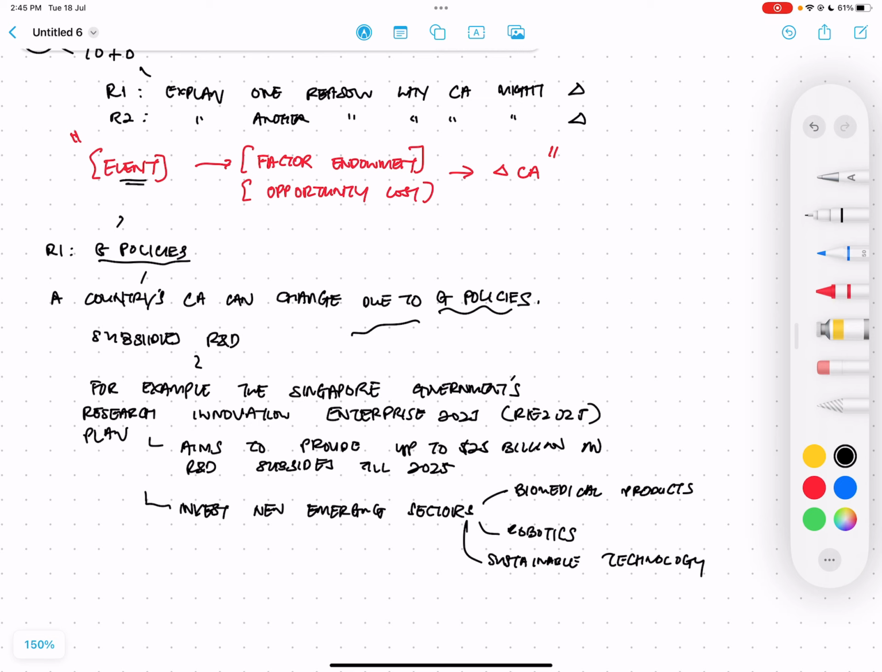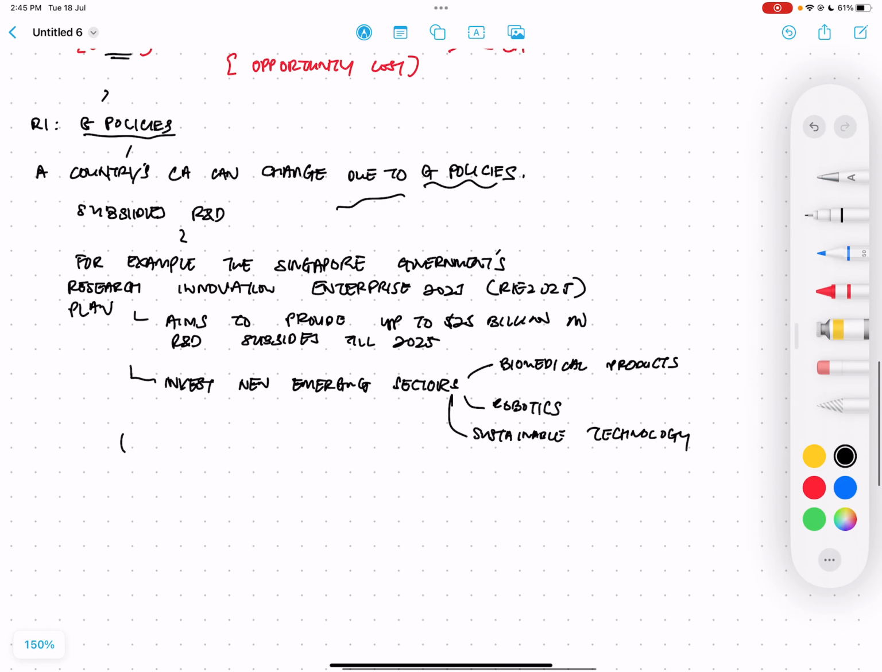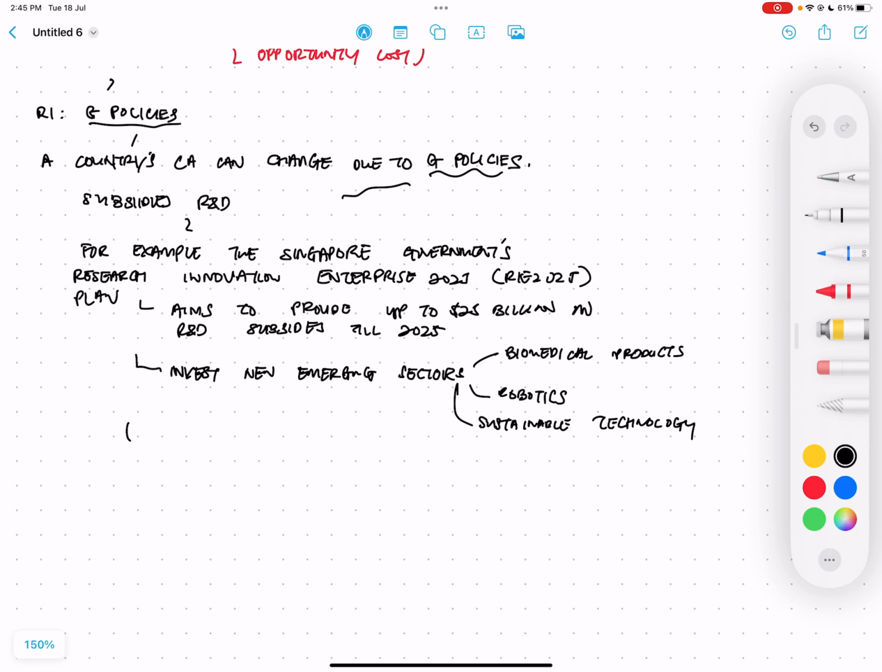Then the next thing is you want to make sure you link to factor endowment and opportunity cost. So then you say that with advanced technology and a skilled labor force, the subsidies are not only for firms to relocate here, but they also have subsidies for higher education, for people to pursue their PhDs and master's degrees. So two things happen.